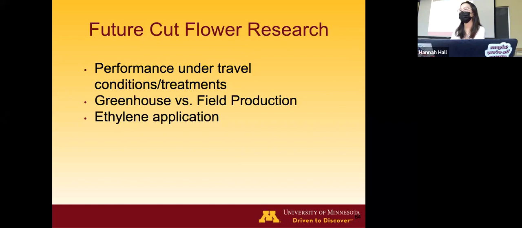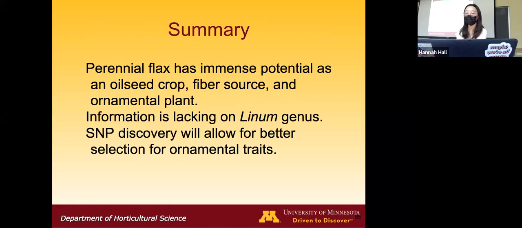So in summary, perennial flax has immense potential as an oilseed crop, fiber source, and ornamental plant. Information is lacking on the Linum genus, and SNP discovery will allow for better selection of ornamental traits overall.